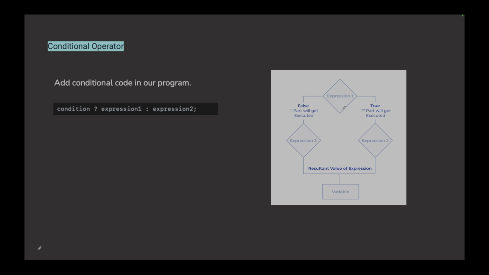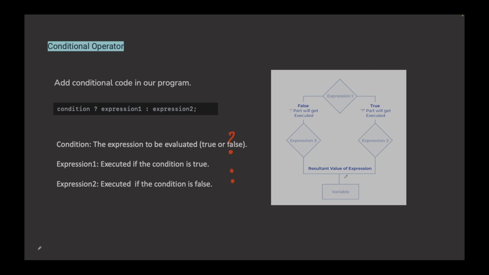Let's go to the flowchart. First of all, we will get expression 1, that is the condition. If the condition is true, the first part, the question mark part, is executed, and if false, we will execute the part after the colon. Here you can see the false part will get executed, or the true part will be executed, and we will redirect to another line of code after finishing this condition. Expression 1 is executed if the condition is true, expression 2 is executed if the condition is false.